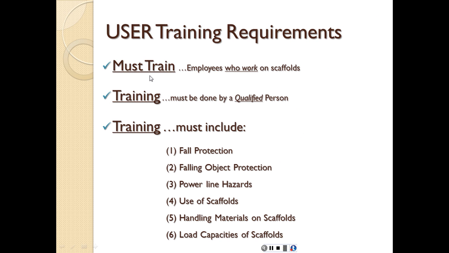You must train employees who work on scaffolds. Training must be done by a qualified person, in this case the competent person, and it must include fall protection, falling object protection, power line hazards, use of the scaffold, handling materials on scaffolds, especially if there's going to be some loose material or some fluid that can cause imbalance to the whole scaffold, and the load capacities on the scaffolds.